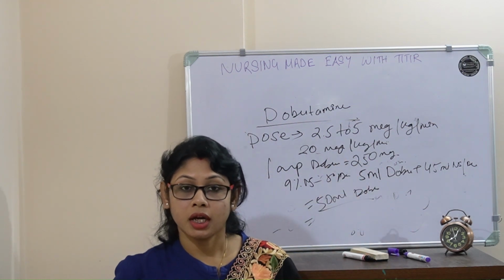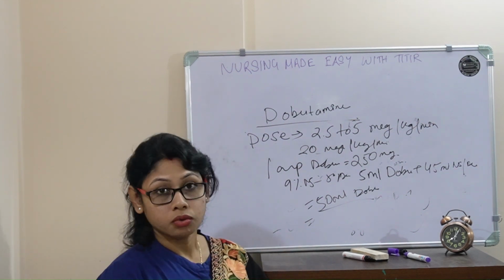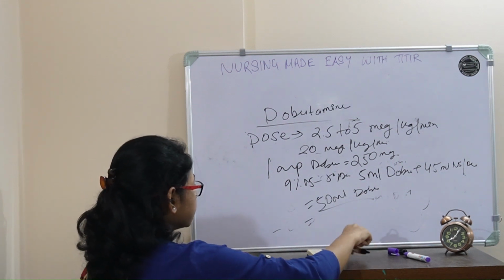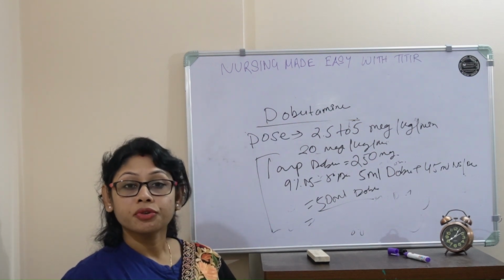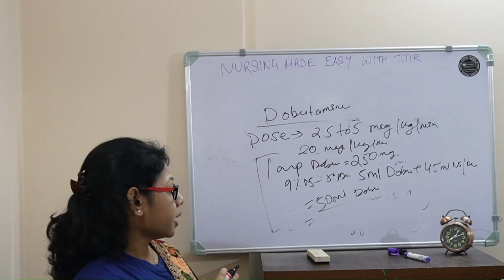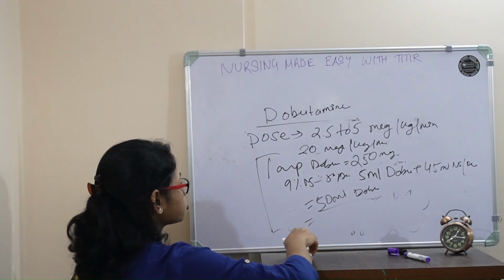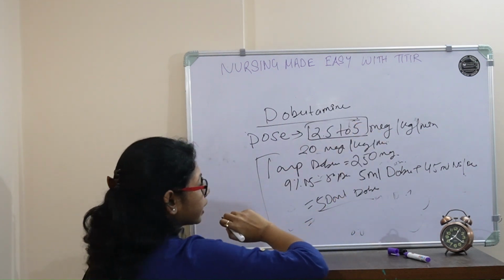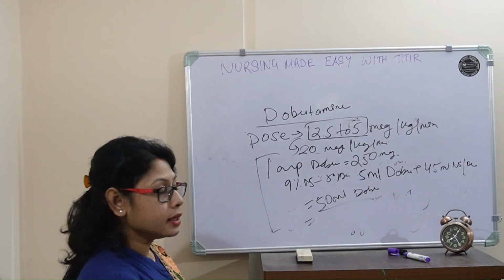You can start according to the calculation of concentration and dose. In our next video, we'll learn how to do the calculation for inotropic agents. So this is the dilution part. One ampule is equal to 5 ml. 5 ml is equal to 250 mg. 250 mg should be diluted with 45 ml of normal saline or 5% dextrose. And you can start with 2.5 to 5 mcg per kg per minute. It goes up to 20 mcg per kg per minute.